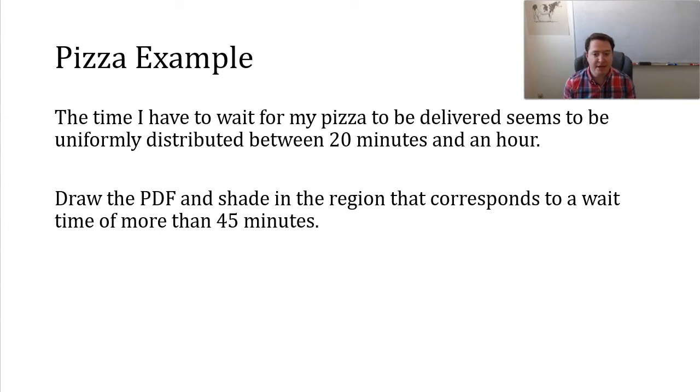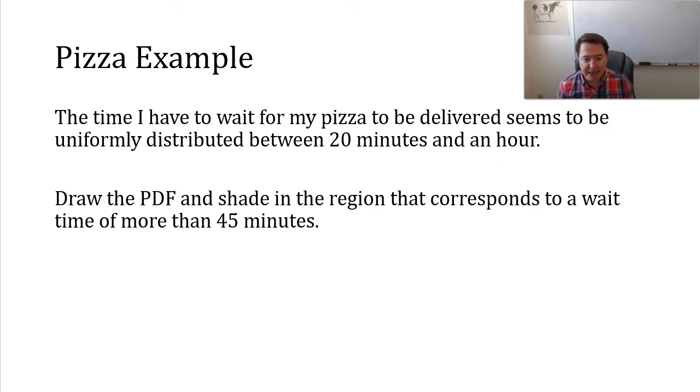Okay, so let's do this example with the uniform distribution. I claim that the amount of time I have to wait for a pizza to be delivered is uniformly distributed between 20 minutes and an hour. In other words, any one of those times between 20 minutes and an hour is equally likely to happen. It's no more likely to be 25 minutes than it is 50 minutes. So that's a uniform distribution with a minimum of 20 and a maximum of 60 minutes.